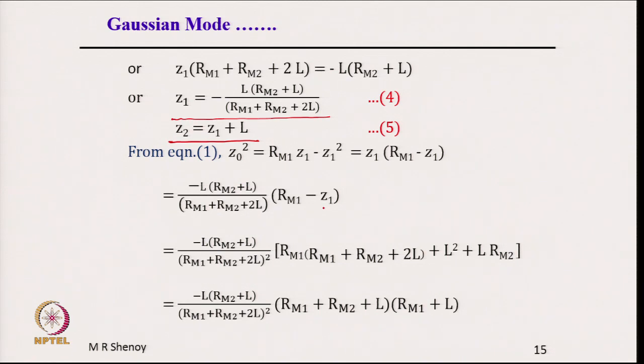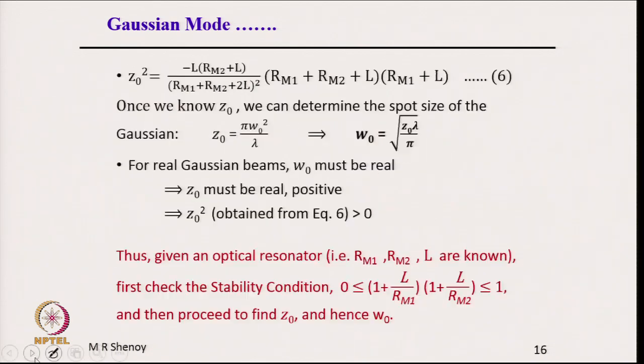For Z 1 now we substitute from equation 4, it is very simple algebra. From equation 4, we get this expression, simplify it further and you can put it in this form. So, we have therefore, Z naught square is equal to this. We have got an expression for Z 1, Z 2 is simply Z 1 plus L, and we have got an expression for Z naught.